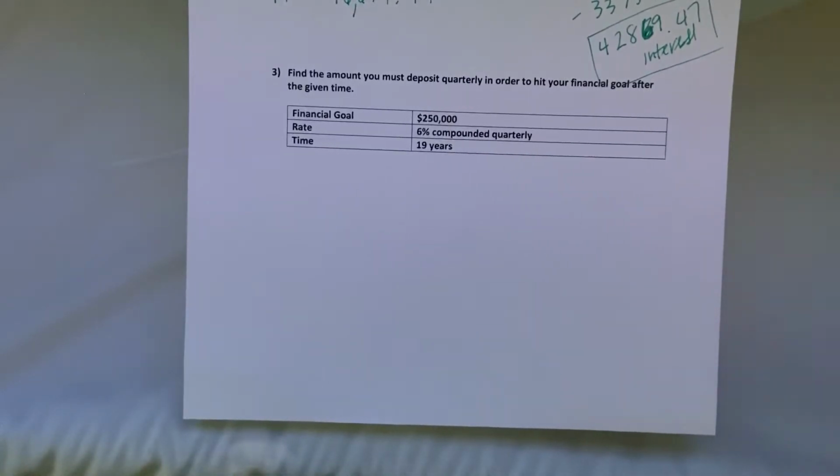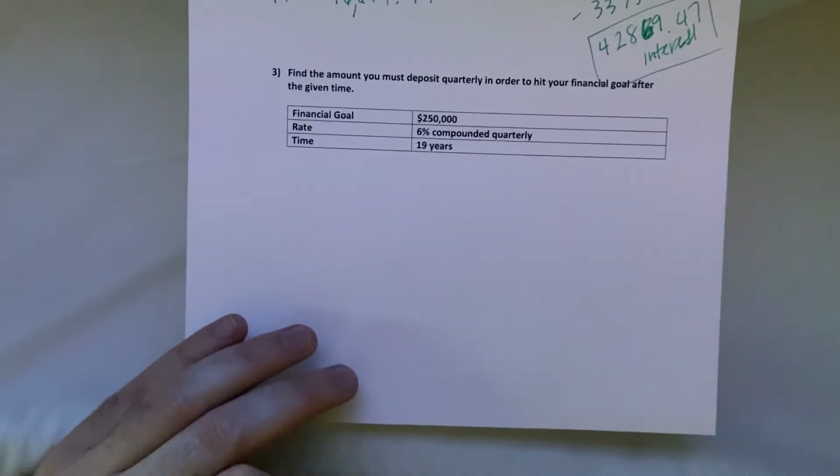So find how much you must deposit quarterly in order to hit your financial goal after the given time. You want to have $250,000 after 19 years, and you get a 6% compounded quarterly rate. So how much do you have to deposit every 3 months in order to get there?